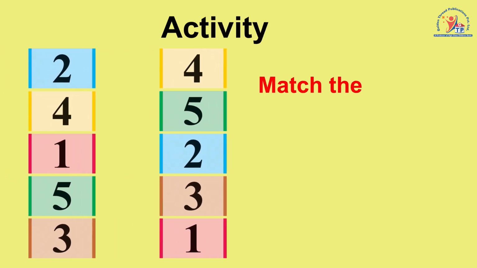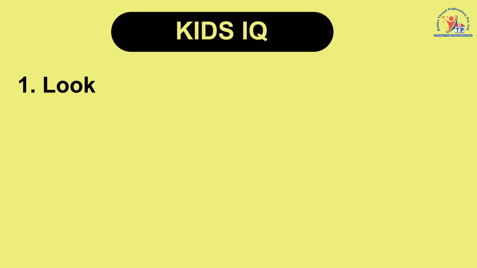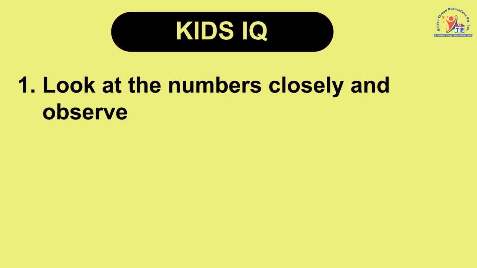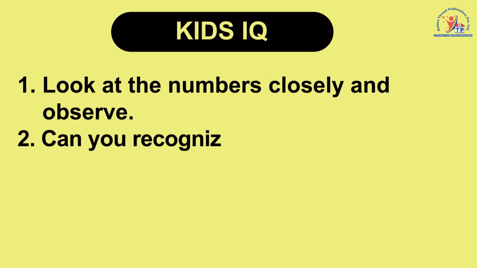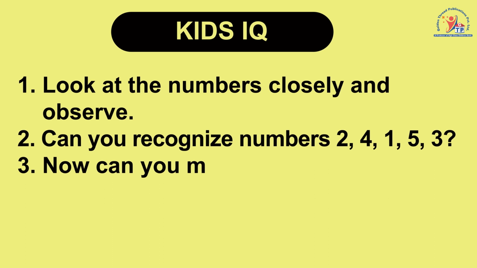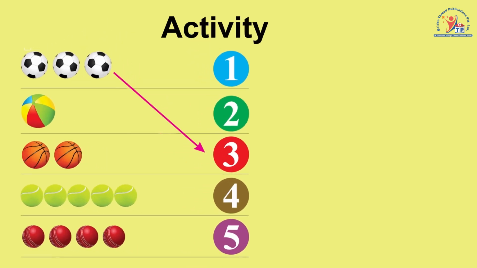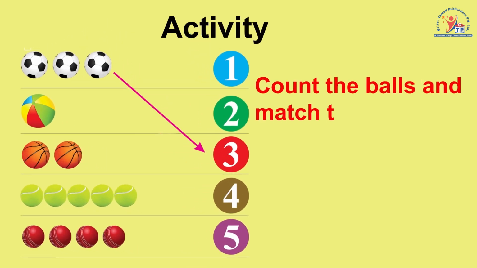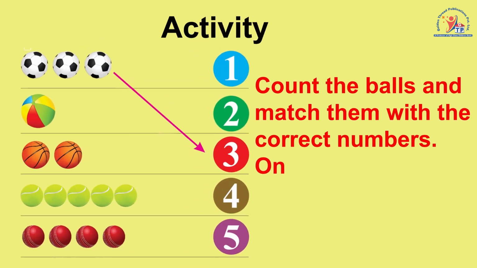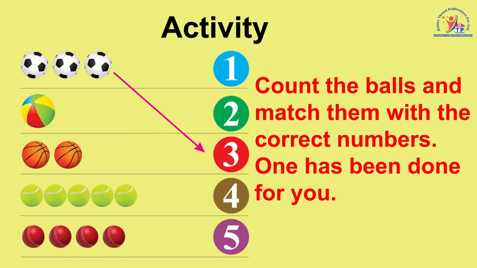Activity: match the same number. Kids IQ. 1. Look at the numbers closely and observe. 2. Can you recognize numbers 2, 4, 1, 5, 3? 3. Now can you match the same number in another column? Activity: count the balls and match them with the correct numbers. One has been done for you.